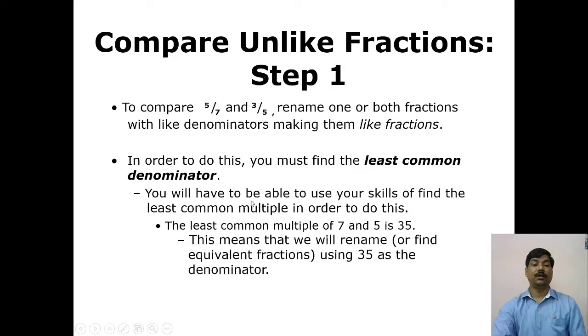You will have to use your skill to find the least common multiple in order to do this. The least common multiple of 7 and 5: you have to find the LCM of the denominators of both fractions. The denominators of both fractions are 7 and 5. So the LCM is 35.